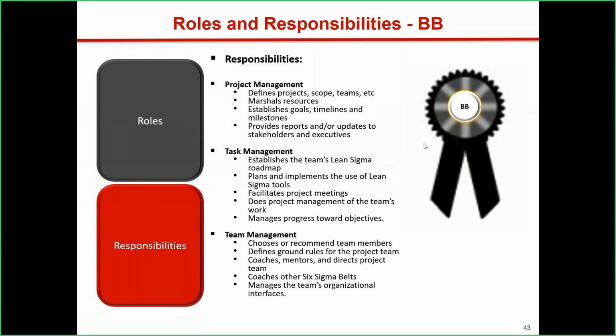Team management: he chooses or recommends team members, defines ground rules for project teams, coaches, mentors, and directs project teams. Coaches the Six Sigma belts, manages the team organizational interface.